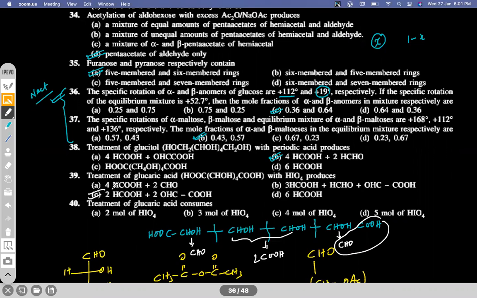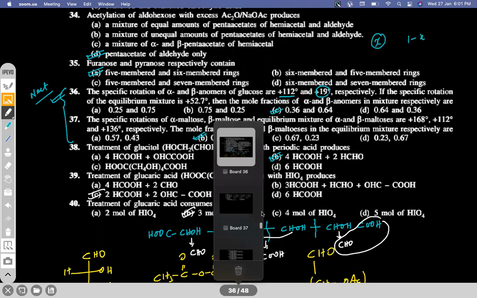Okay, last one, treatment of glucuronic acid consumes. Have done this reaction. What is the answer, 40th one? Glucuronic acid with, obviously, HIO4 reaction we have. So 1, 2, and 3 molecules we have. Option 3 is correct. See, in one time, one question only, they can frame the question in a different way. Okay, if you have done this, you can do this also, right? So same thing. Okay, next question you see.